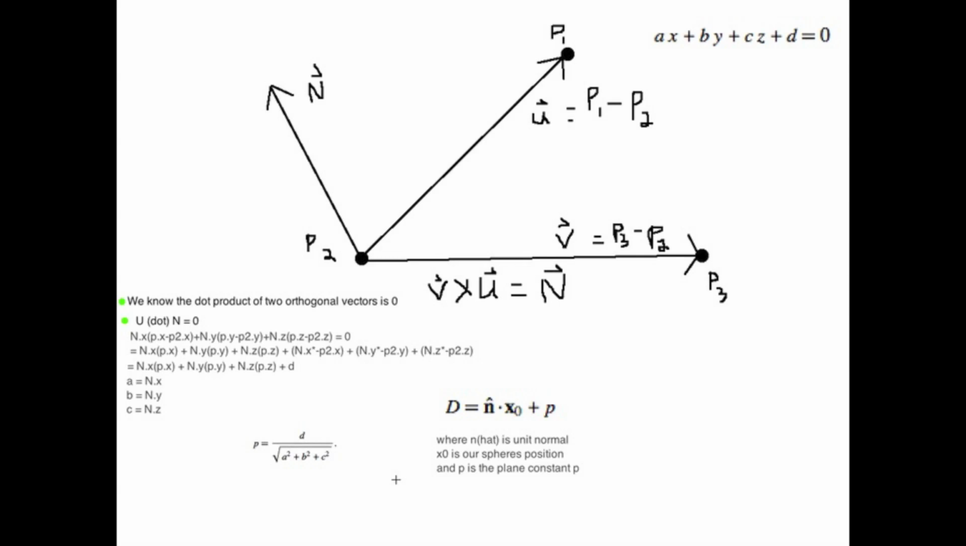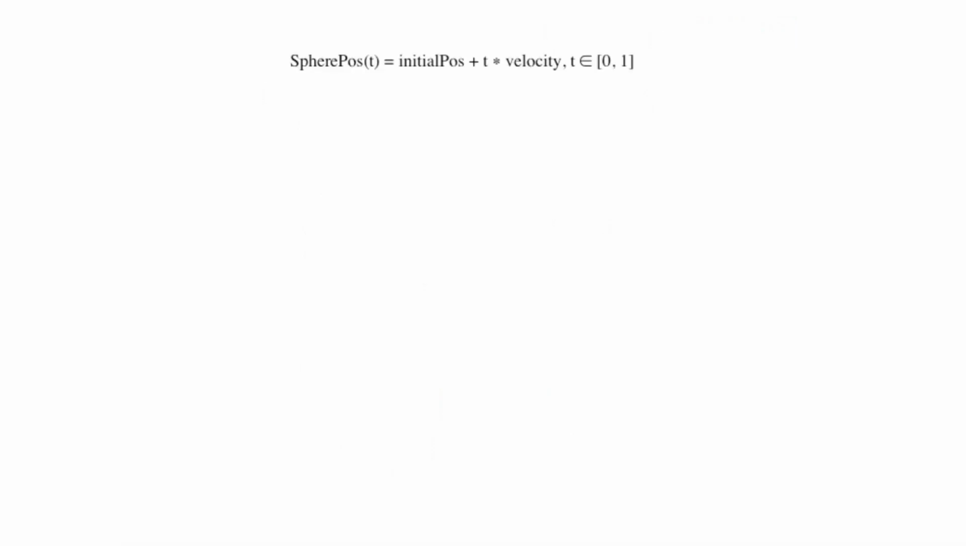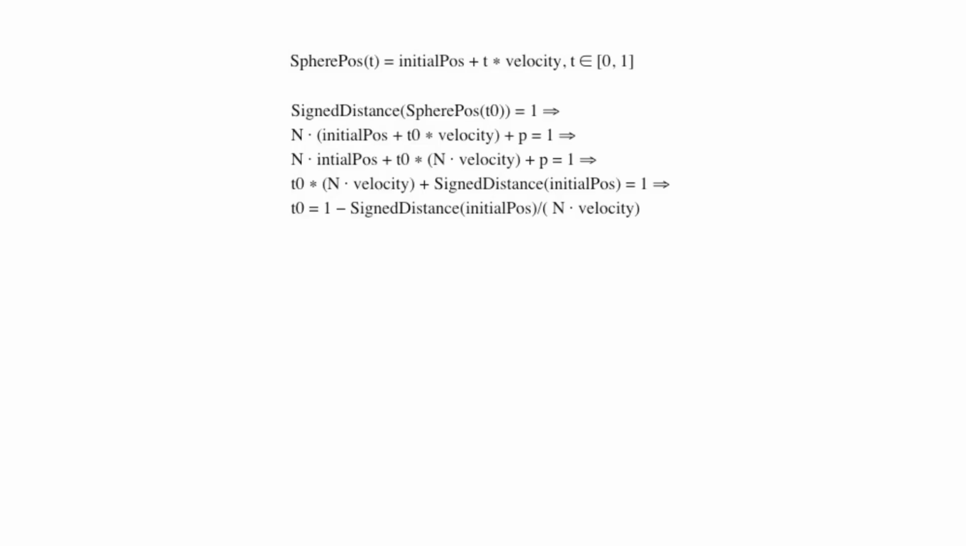Because our sphere's radius is 1, anytime that we find a distance of 1 from our sphere's position, which is given by this formula, to the plane, then we know that a collision has occurred. And we can find the times when collisions will occur by substituting in that parameterized equation into the signed distance formula. And it will give us t0 and t1, which are the times that it collides with the front surface of the plane and the back surface of the plane.